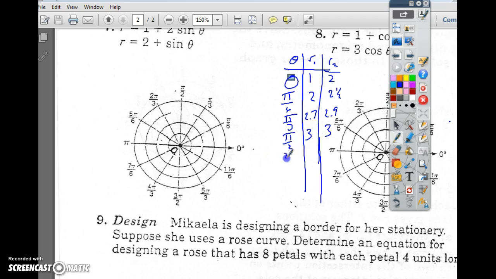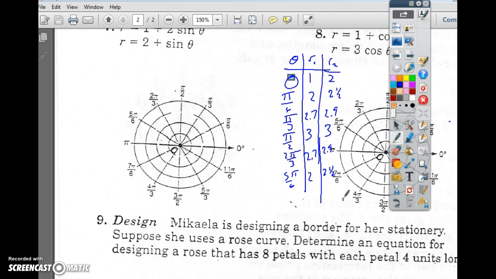Then I'm going to go 2 pi over 3. 2 pi over 3 is in the second quadrant. I'm going to get myself 2.7 and 2.9 again. That's 3. I got 3 again for pi over 2. Got 3 and 3. That's actually a point of intersection. I'm guessing we're going to have 2. And then next one will be 5 pi over 6, which gives me 2 and 2.5.